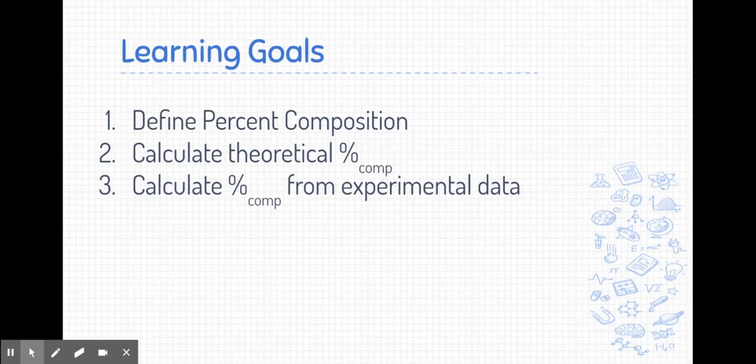In this video, we are going to define percent composition, and then we are going to learn two different calculations. The first is to calculate the theoretical percent composition of a compound, and then to calculate the percent composition of a compound from experimental data.